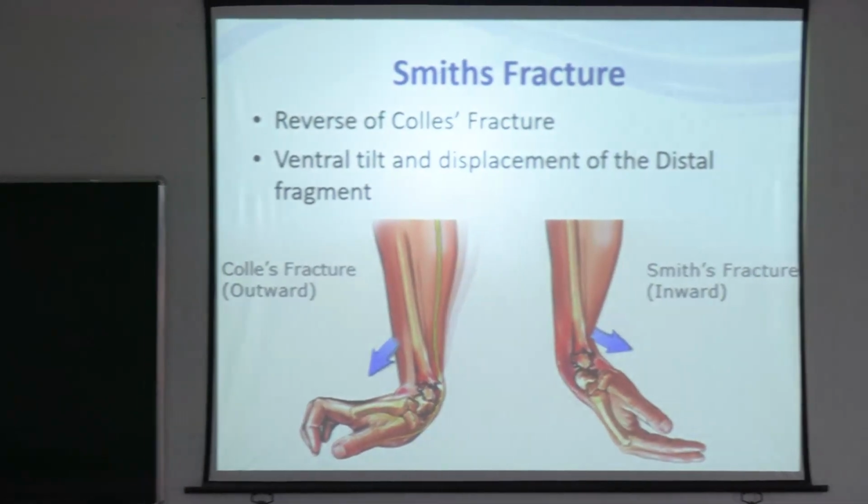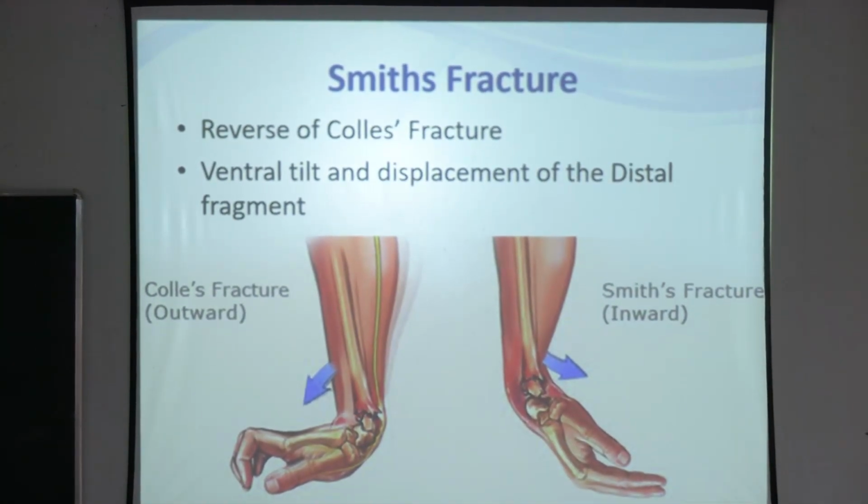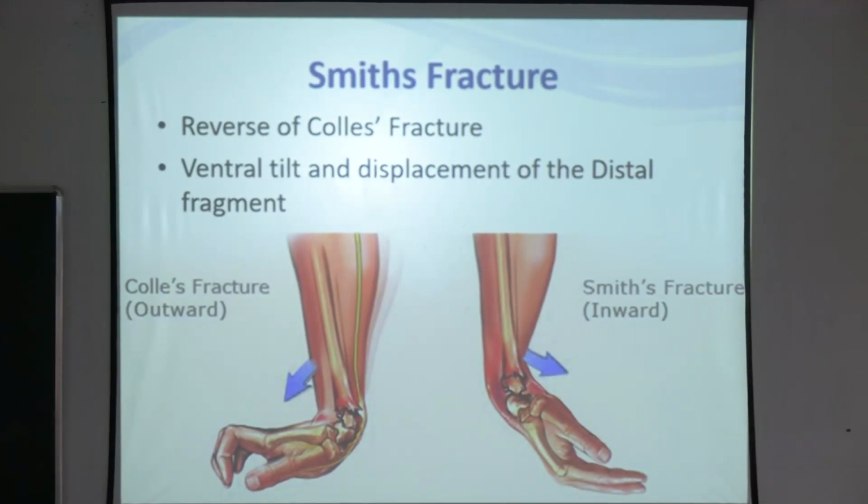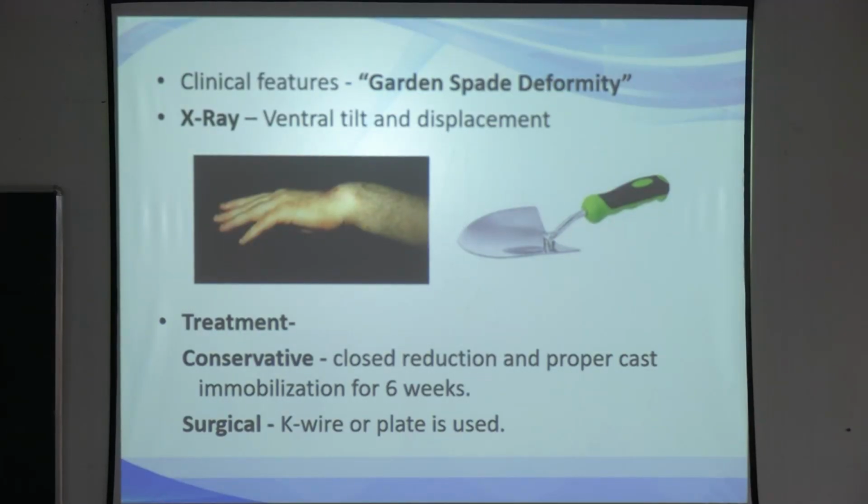Smith is just reverse of Colles. Whatever you have learned in Colles is just opposite. The most important opposite thing, if there is a dorsal in Colles, here it is a volar. Okay. What you get the deformity? Garden spade deformity. In Colles you have a dinner fork deformity. In Smith there is a garden spade deformity.